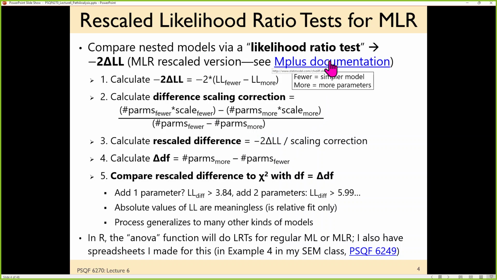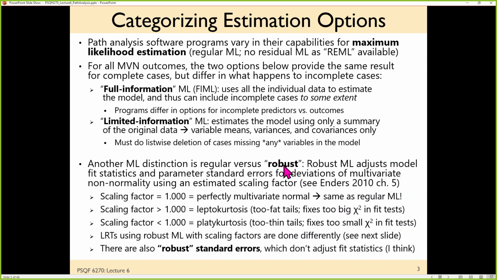Here's a link to where it's explained in Mplus. And I also have spreadsheets from my SEM class that use this version of the likelihood ratio test linked here. So this version takes into account the scale factors in computing the difference parameters here. So still the straight difference, then we correct it with the scaling factor correction here. So you will see these things. The word robust means it's trying to help with non-normality. That's the key thing here.